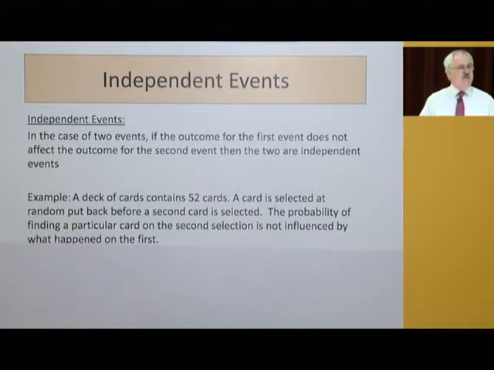An example: a deck of cards contains 52 cards. A card is selected at random, but is put back before the second is selected. The probability of finding a particular card on the second selection is not influenced by the first event, because you took it out and you put it back in.